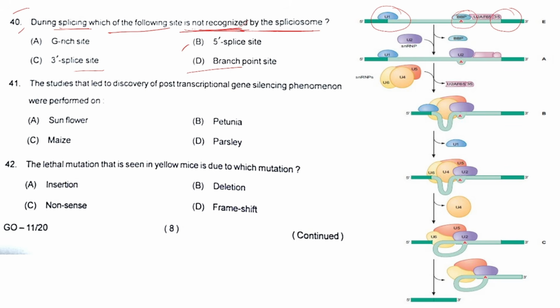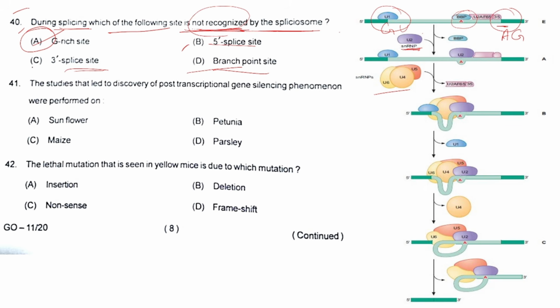So the question is asking which is not recognized. The 5' splice site is present, the branching point is also present, and the 3' splice site is also present. Therefore, the answer for this will be option A, that is the G-rich site. Additional information you can remember: the 5' splice site is rich in GU sequence, the 3' splice site is rich in AG sequence, and of course you can remember the sequence of the snRNPs, because this is frequently asked in questions, like which snRNPs come after which, and how the spliceosome complex is formed.